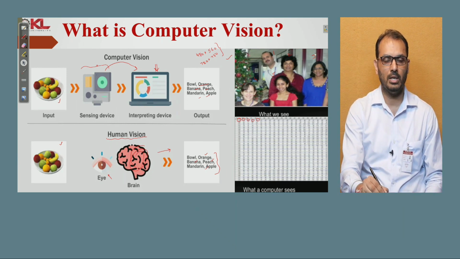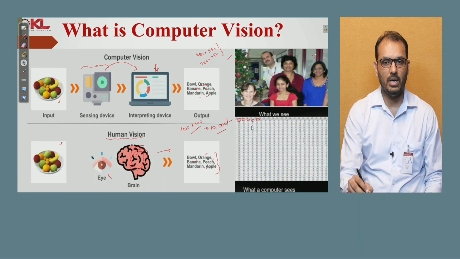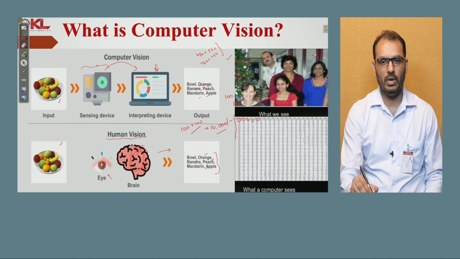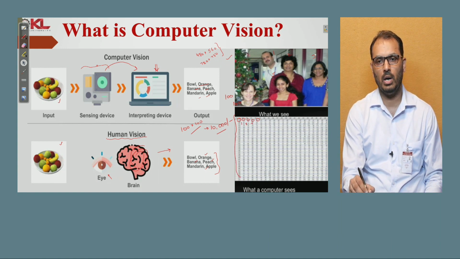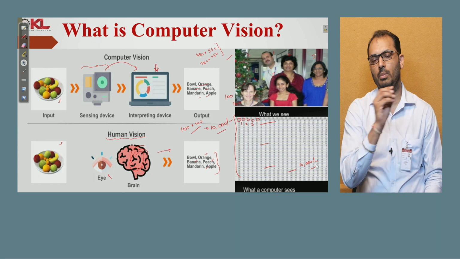If you multiply, suppose I consider a resolution of 100 into 100 for the particular image. Overall, how many pixels will you get? 10,000 pixels. It means that whenever the computer reads this image, having 100 into 100, all these values will come as 1, 2, 3, and so on, and finally 10,000 values will come into the picture.